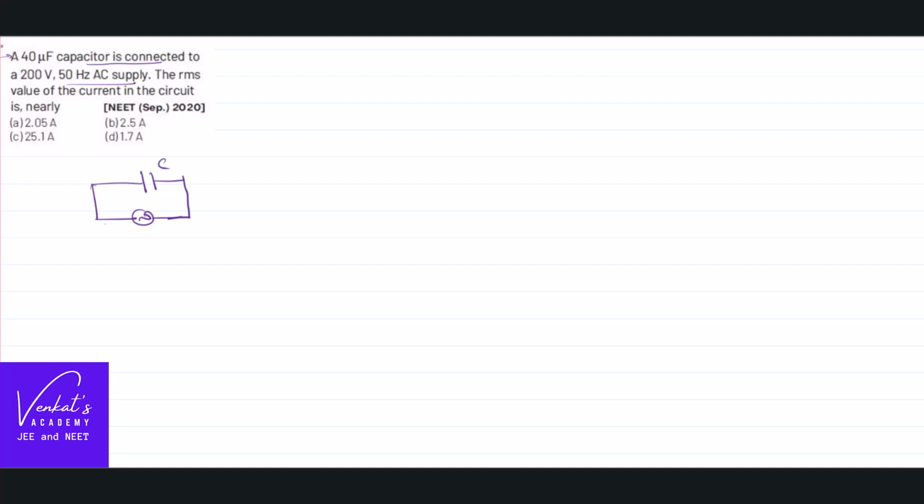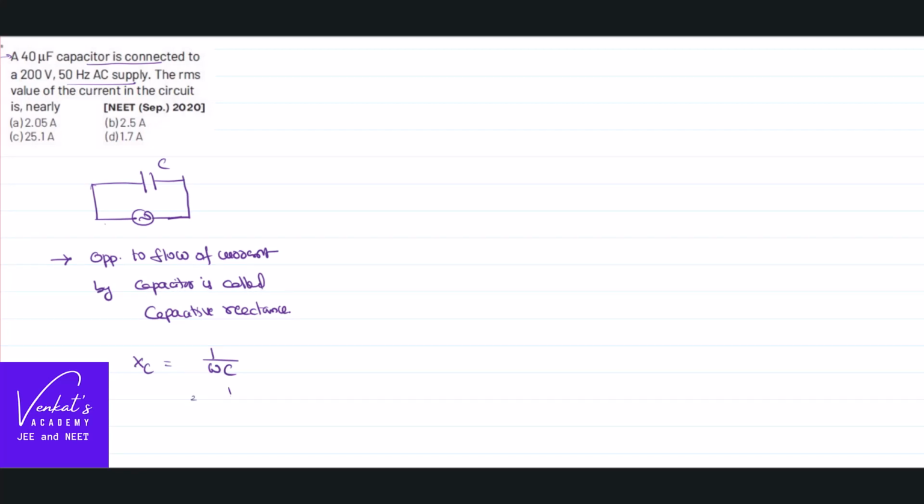So first of all, when a capacitor is connected to an AC circuit, the opposition to flow of current by the capacitor is called capacitive reactance. We can find that capacitive reactance as XC equal to 1 by omega C, where omega can be written as 2 pi into frequency, and C.